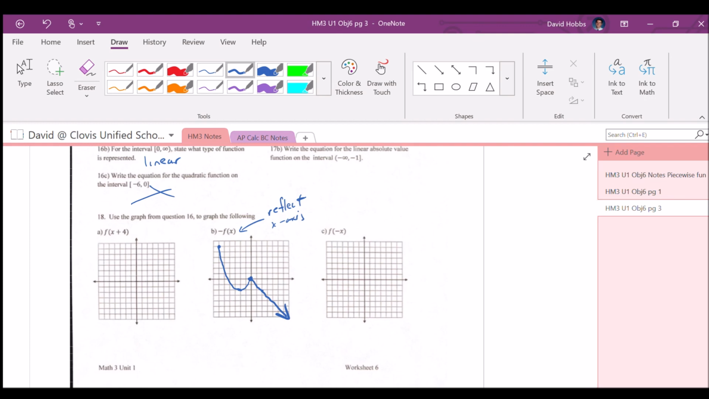Okay, go do the assignment. Don't forget that you're omitting problem number 19.